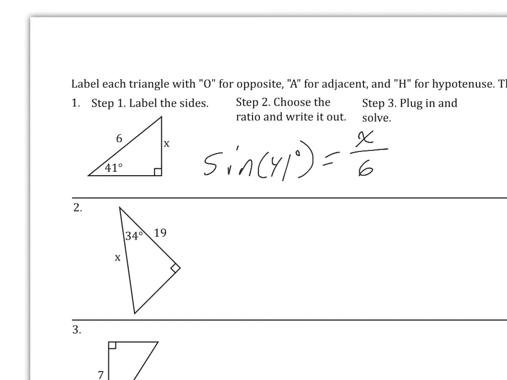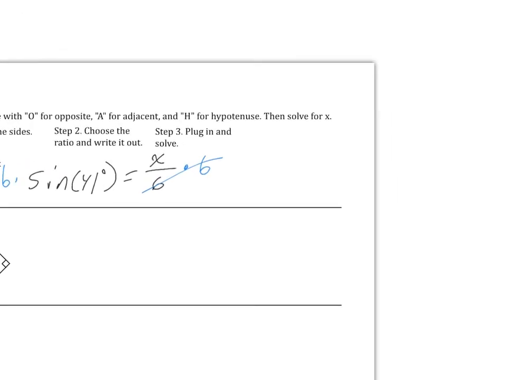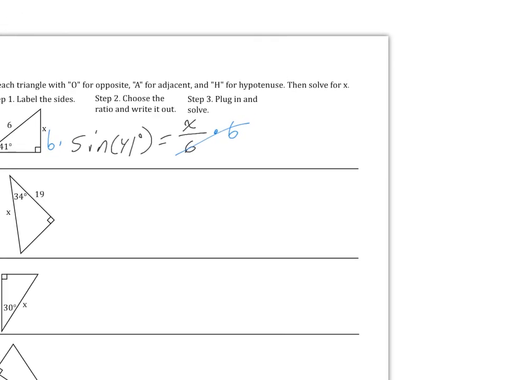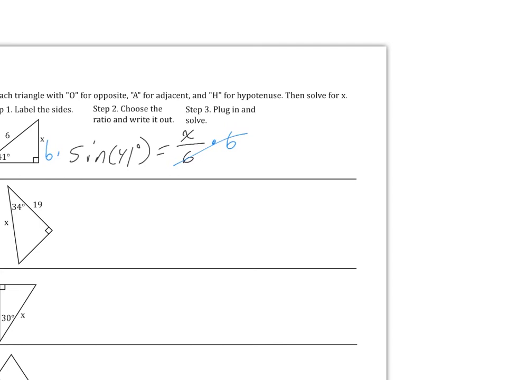And this one's one of the easier ones because the number's on the bottom, so when I multiply by 6 on each side, I'm left with 6 times the sine of 41 equals x. Alright, now all you gotta do is punch that in your calculator.